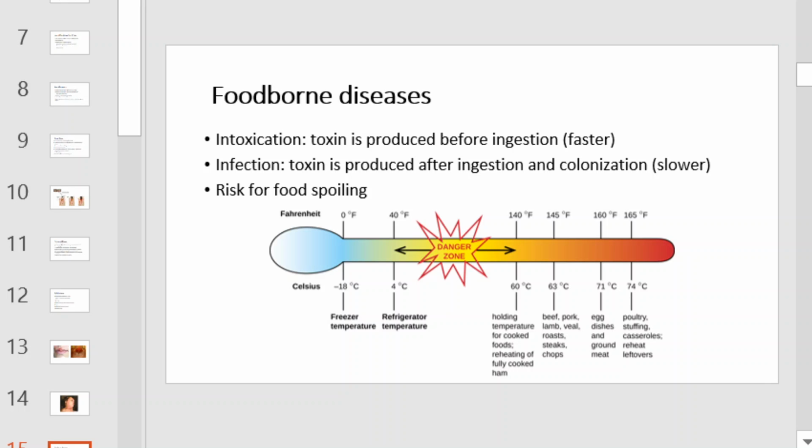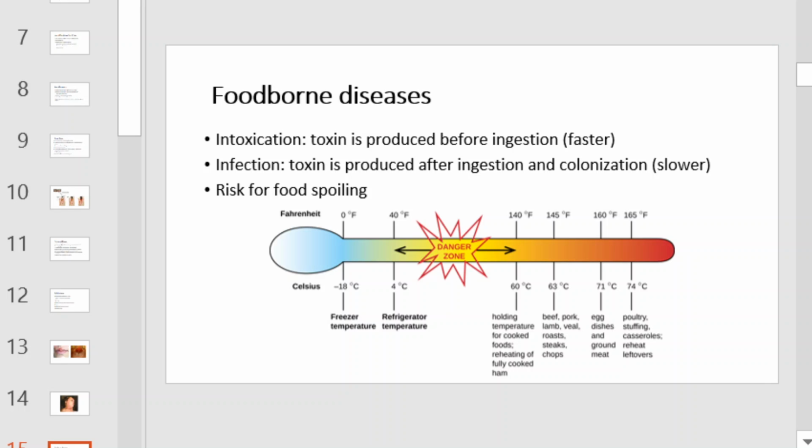Foodborne diseases. Foodborne diseases often lead to intoxication and in some cases infection. Intoxication occurs when a toxin is produced before ingestion, and a patient will feel symptoms shortly after the item is ingested. Infection occurs when the toxin is produced after ingestion and an organism has colonized its host. This is usually a slower process, and a patient won't feel symptoms for some time.